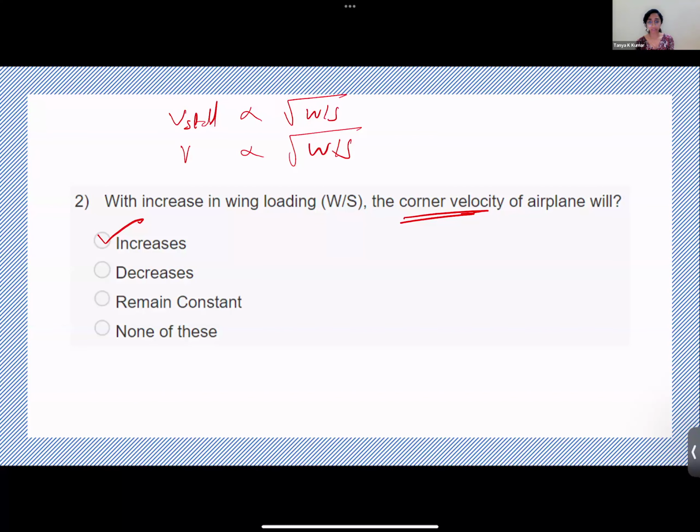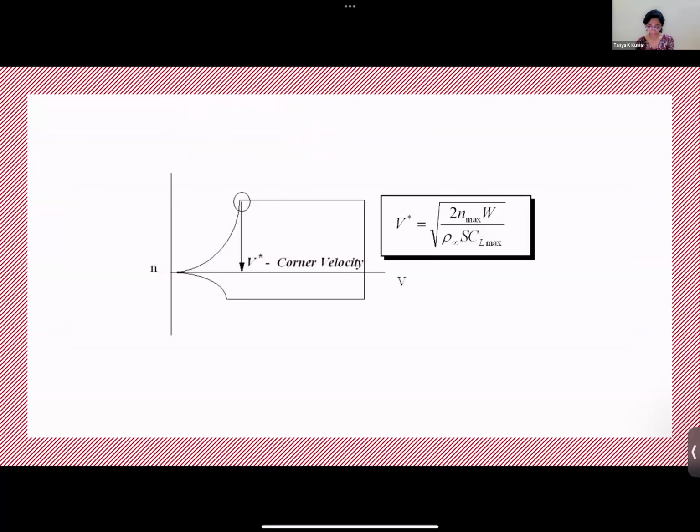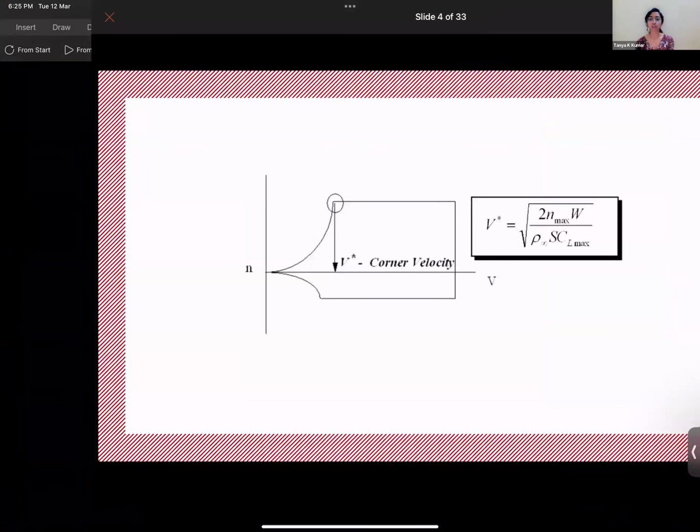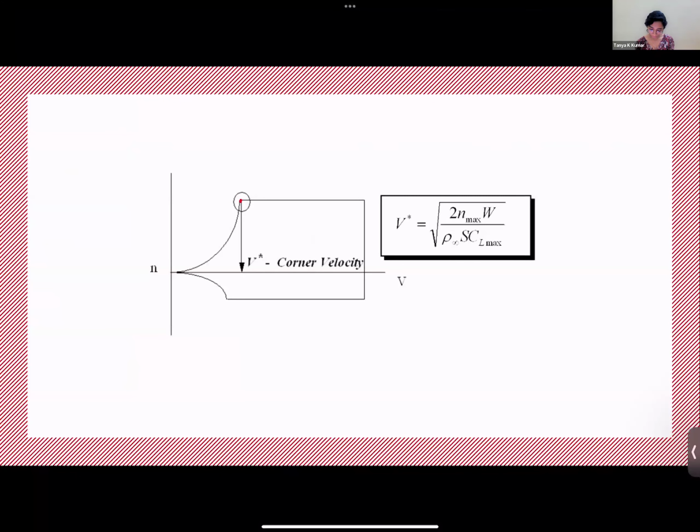Yes. So in the VN diagram, you remember this VN diagram, the velocity at this point is called corner velocity. So along the curved lines, this VN diagram shows you the limits, the maximum limits that the velocity can take. So the curved line signifies what limit? Both the curves, the upper and the lower curves, what limit do they impose on the velocity?